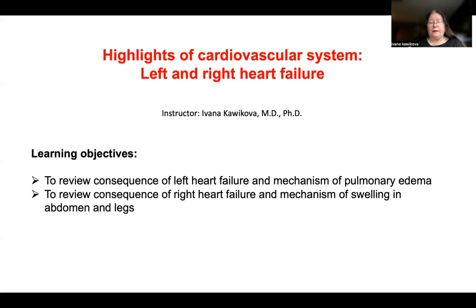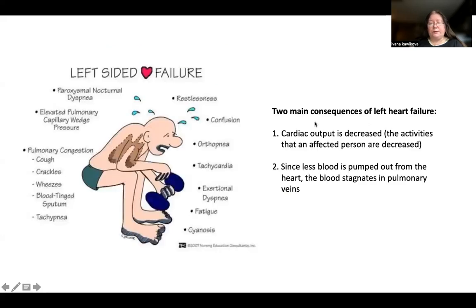So cardiac output is the key parameter that characterizes the heart. And when the heart fails, the cardiac output is decreased and the activities of the person that has a heart failure, those activities are reduced. So, for example, it may become difficult to even do common daily tasks like carrying groceries or cooking a meal, right? So that's one thing. So the cardiac output is decreased.